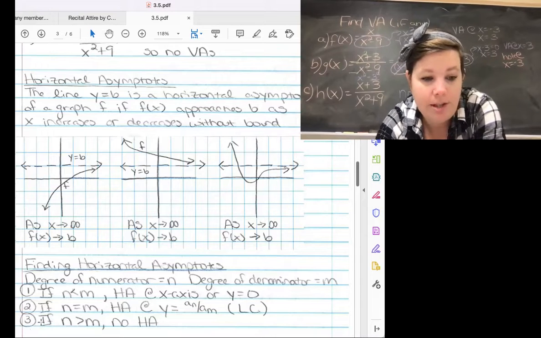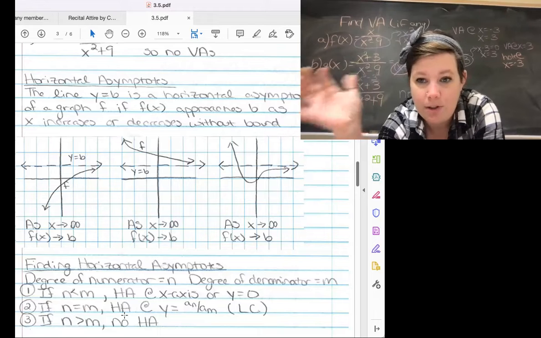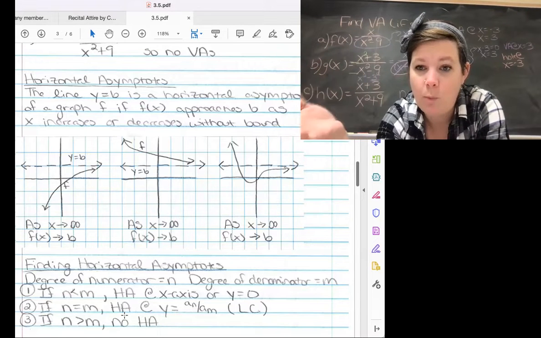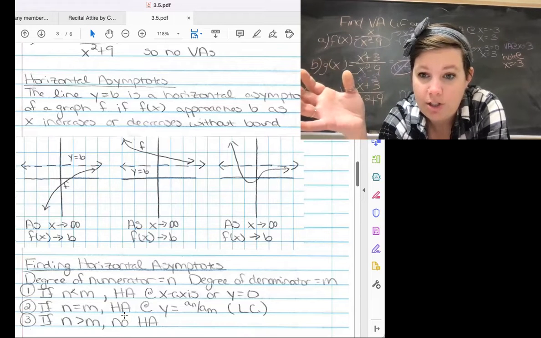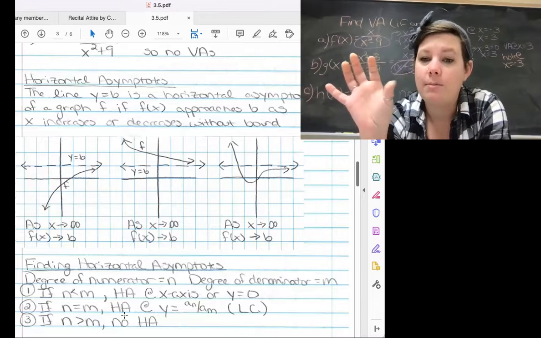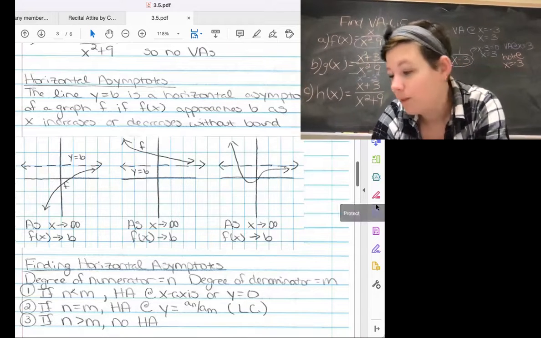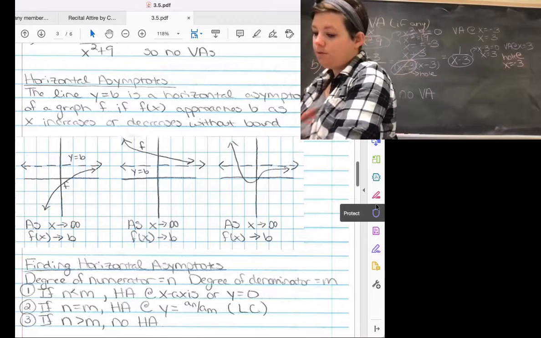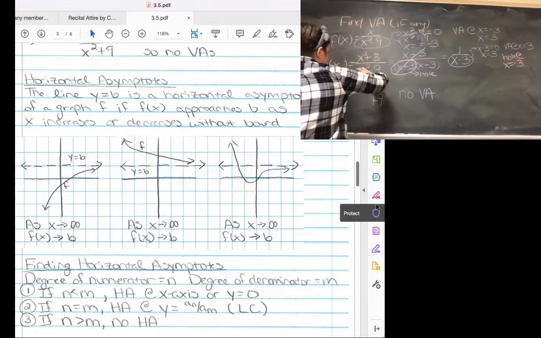The third case is if the degree of the top is greater than the degree of the bottom, then you're not going to have any horizontal asymptotes at all. So if the top is smaller than the bottom, you have a horizontal asymptote at y equals 0. If the top equals the bottom, then you look at your leading coefficients, and that's where you have a horizontal asymptote. If the top is greater than the bottom, then you have no horizontal asymptotes at all. So I'm going to leave that up so you have that to reference while I write our examples on the board.